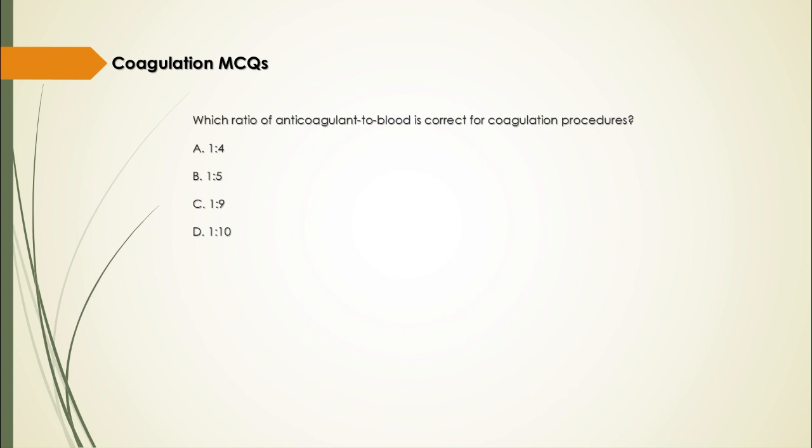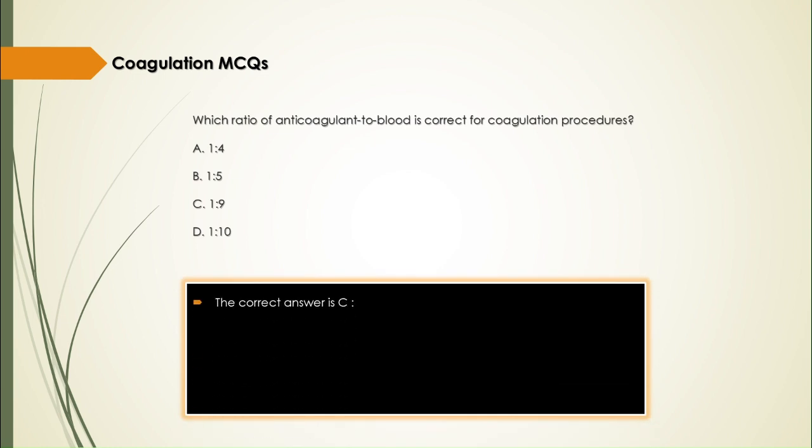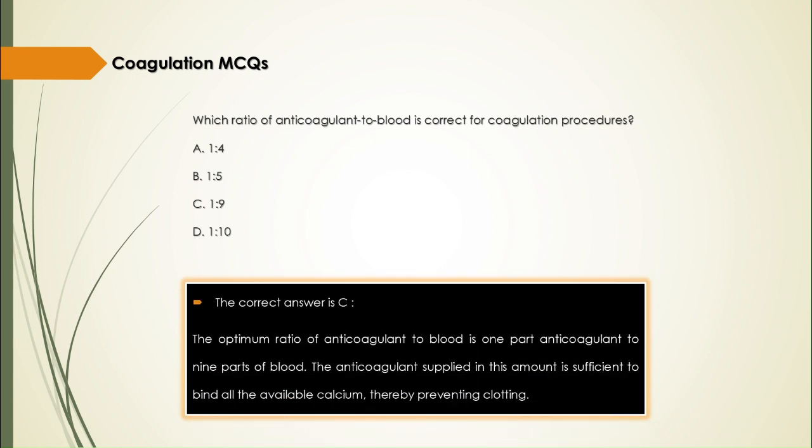Which ratio of anticoagulant to blood is correct for coagulation procedures? A. 1 to 4. B. 1 to 5. C. 1 to 9. D. 1 to 10. The correct answer is C. The optimum ratio of anticoagulant to blood is 1 part anticoagulant to 9 parts of blood. The anticoagulant supplied in this amount is sufficient to bind all the available calcium, thereby preventing clotting.